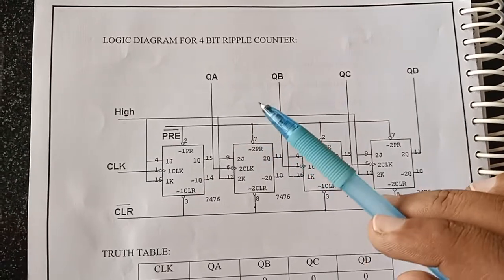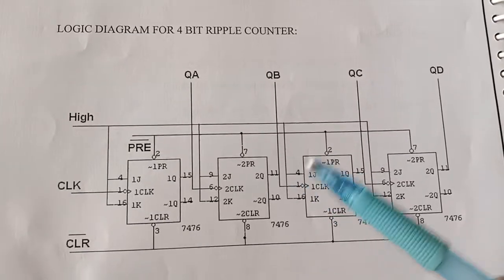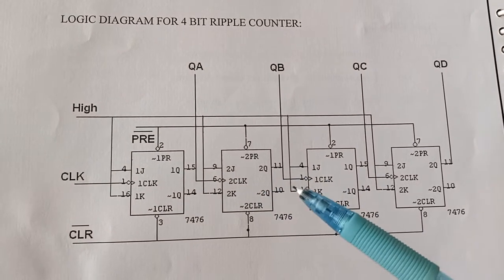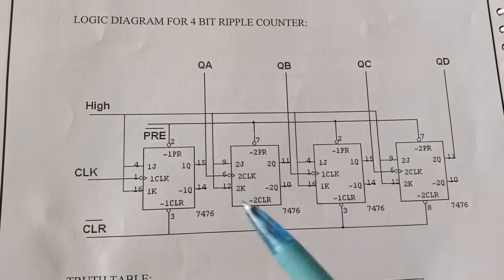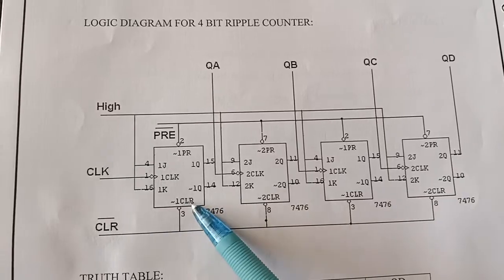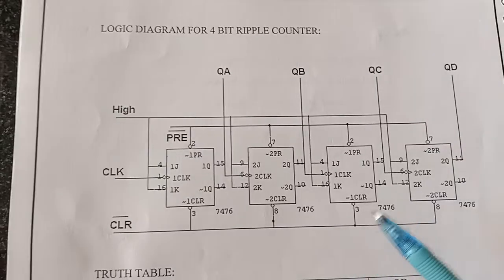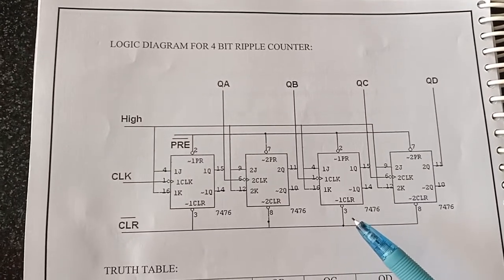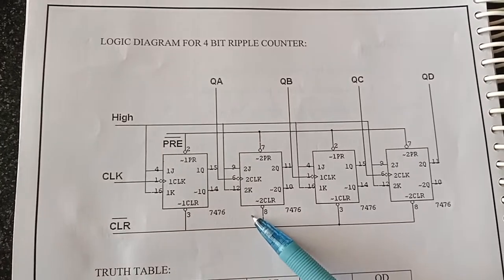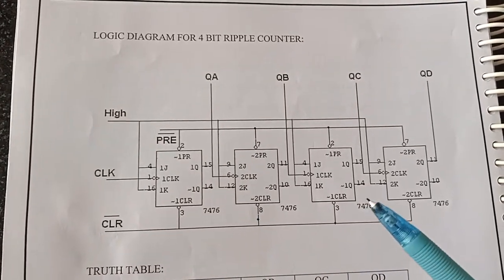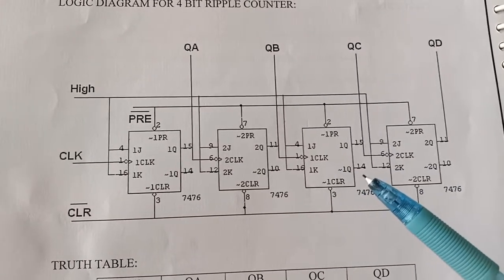This is the logic diagram for the 4-bit ripple counter. In this case, I am going to design the 4-bit ripple counter using JK flip-flops. This is IC 7476, which consists of these 2 JK flip-flops: the first JK flip-flop and the second JK flip-flop of the first IC. This is another JK flip-flop for IC number 2. For this purpose, I am going to use 2 ICs: the first 7476 IC, and for the third and fourth JK flip-flops, another 7476 IC.